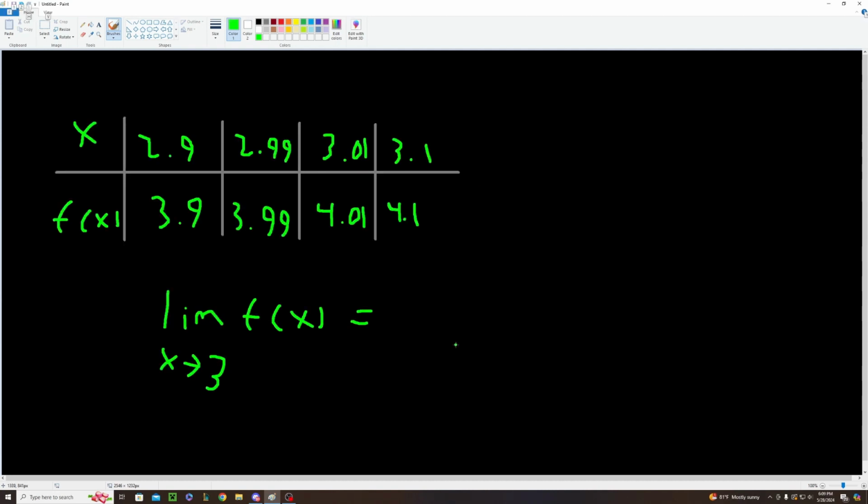Okay, for this lesson, the last thing we're going to do with limits is use tables. You're not going to see a lot of problems like this on quizzes and tests, but you just got to know this. We're asked for the limit as x approaches 3, and we can see the table has values of 2.9, 2.99, 3.01, and 3.1. From the values of 2.99 and 3.01, we can see that f of x is becoming really close to 4, because the values are 3.99 and 4.01. So the limit as x approaches 3 is 4.